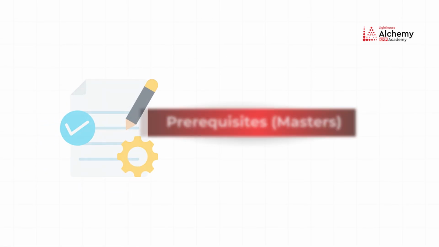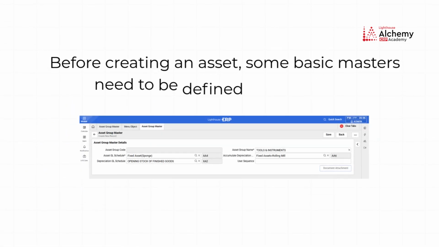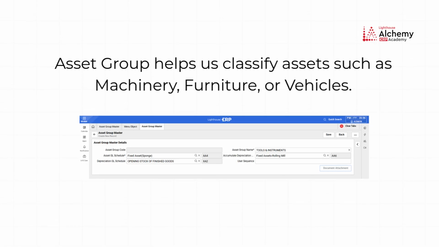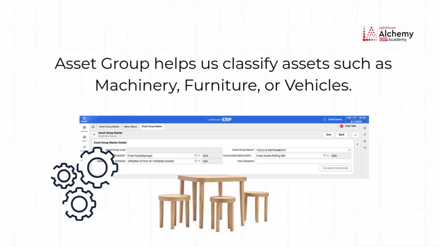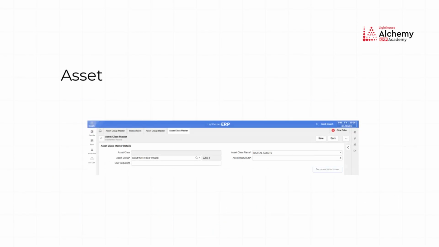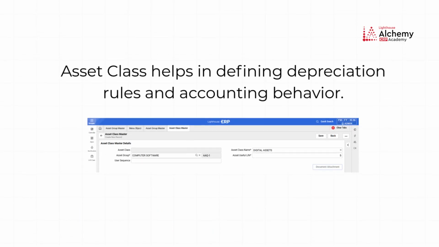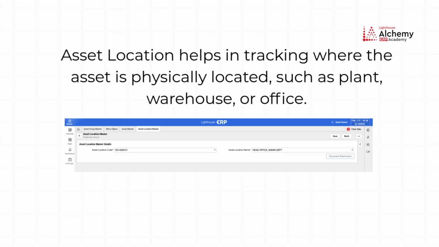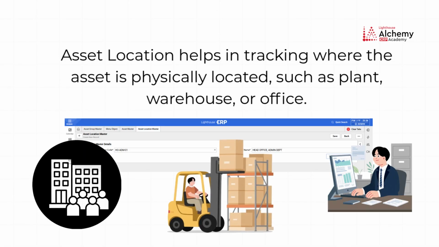Prerequisites: masters. Before creating an asset, some basic masters need to be defined in the system. Asset group helps us classify assets such as machinery, furniture, or vehicles. Asset class helps in defining depreciation rules and accounting behavior. Asset location helps in tracking where the asset is physically located, such as plant, warehouse, or office.